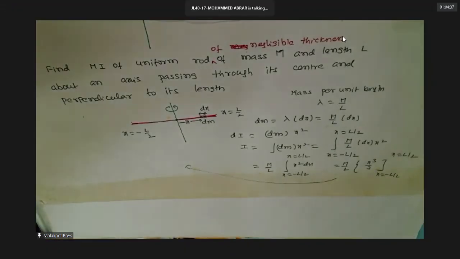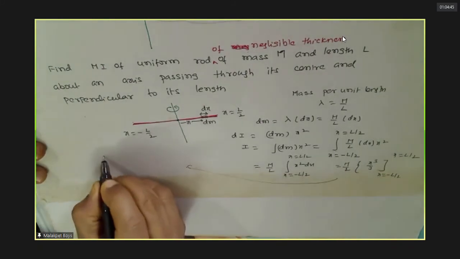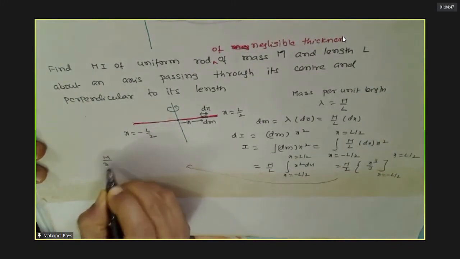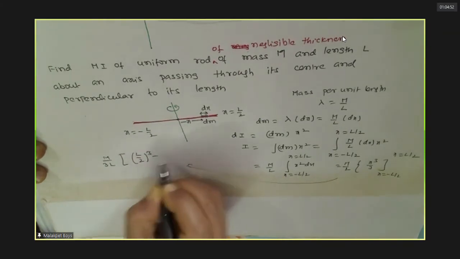Sir, ML cube by 24. No, no, no. ML square by 12. Why do you make mistakes? ML square by 12.